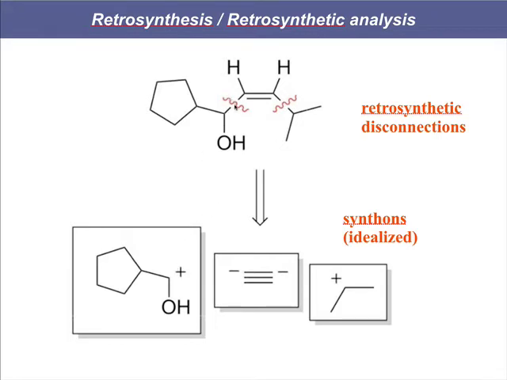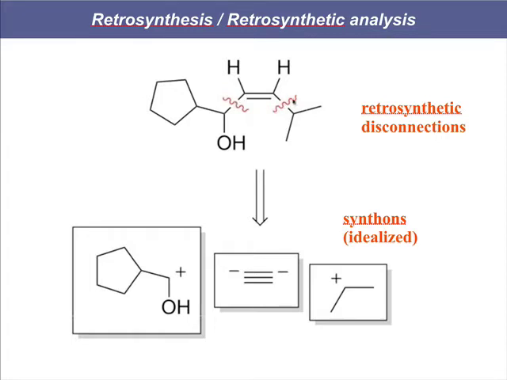If I disconnected that bond that way, giving a negative charge on the carbon on the right and a positive charge on the carbon on the left, in theory, if I had these two pieces, they could come together and we could have that connection formed.